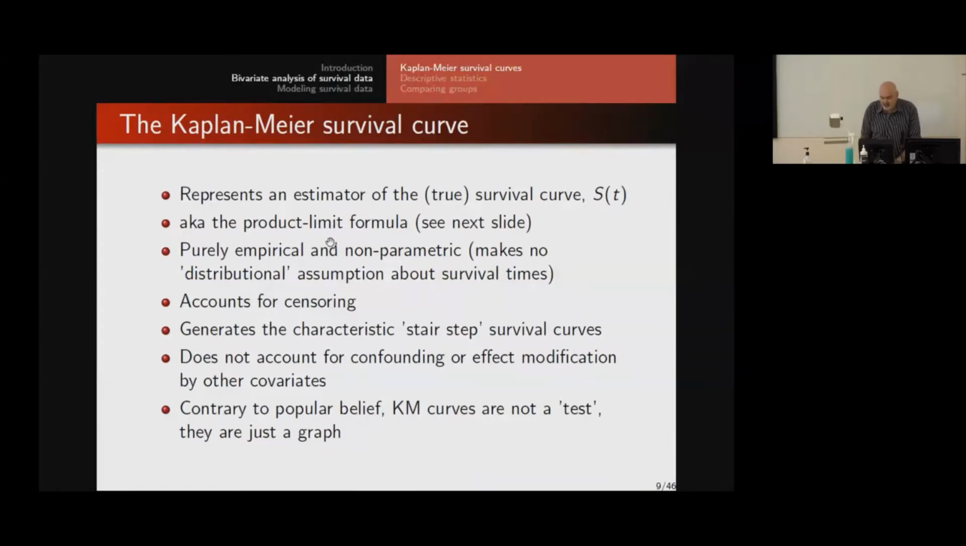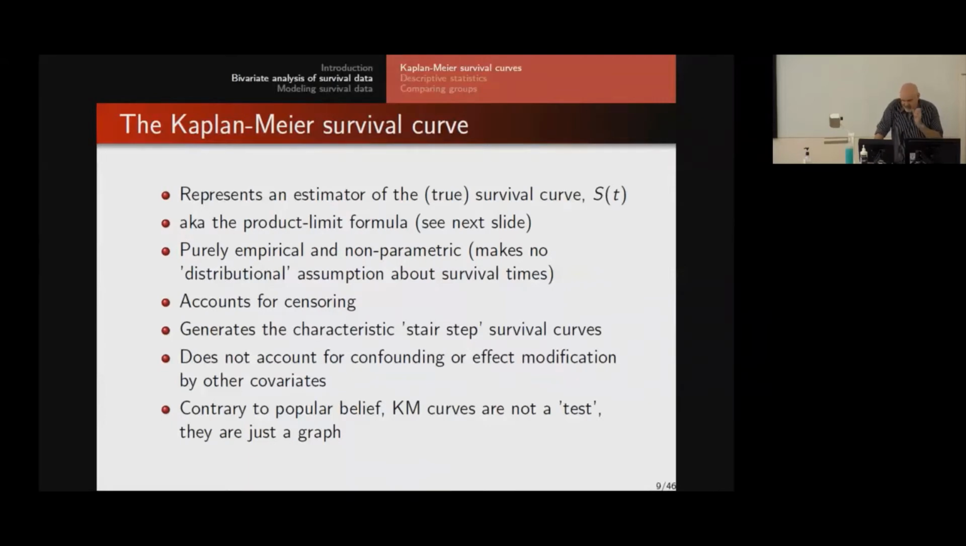Now, a couple of things to note about Kaplan-Meier curves is they are purely empirical. They are calculated 100% off the data we have in hand, okay? And for that reason, they are non-parametric. We make no distributional assumptions about survival time, whatever. So like when we have continuous outcomes, we often assume normality.